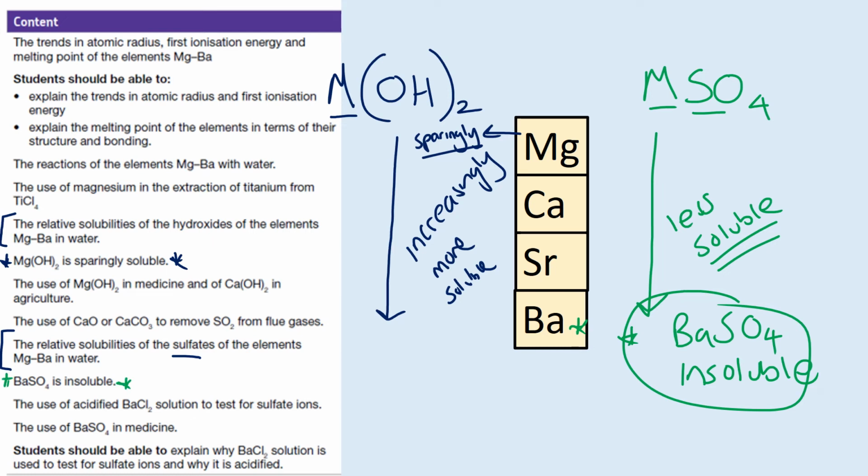And when it comes to the hydroxides, they become more soluble down the group, okay? Starting with magnesium, which is sparingly soluble. So not quite insoluble. So make that clear on a couple of revision cards, the solubility of hydroxides and the solubility of sulfates.